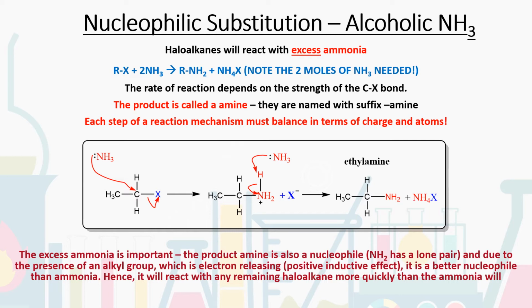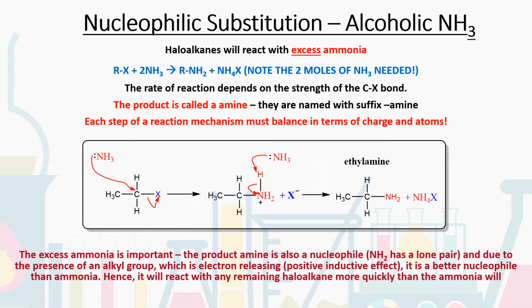Again, the rate of reaction depends on the strength of that CX bond. So iodoalkanes react faster than fluoroalkanes. The product is called an amine. They are named with the suffix amine. So we just look for our longest chain again. In this example, our product has 2 carbons based off an ethyl chain. And then we use the suffix amine, so it's ethylamine.